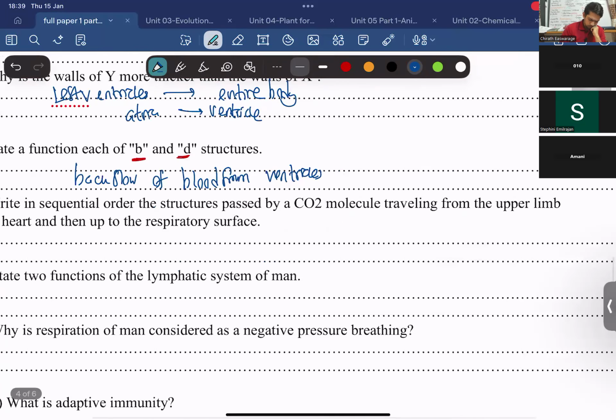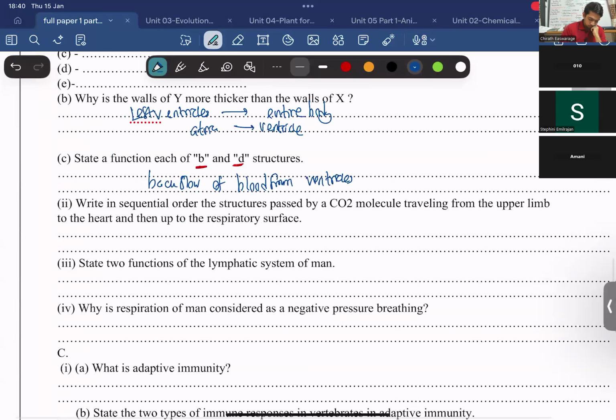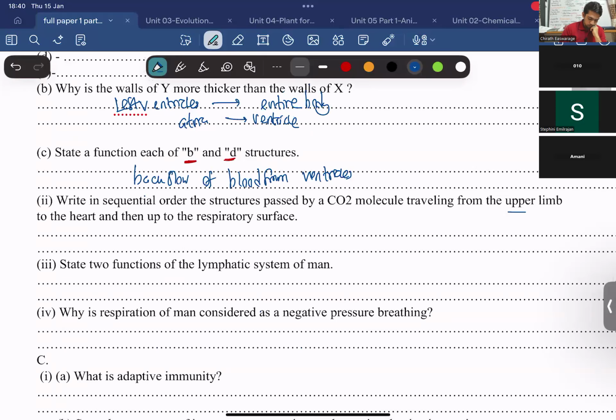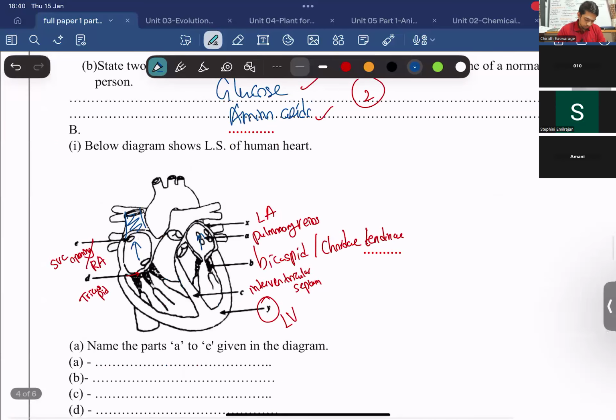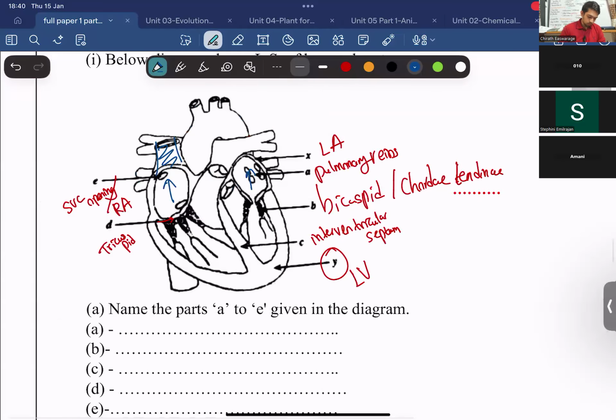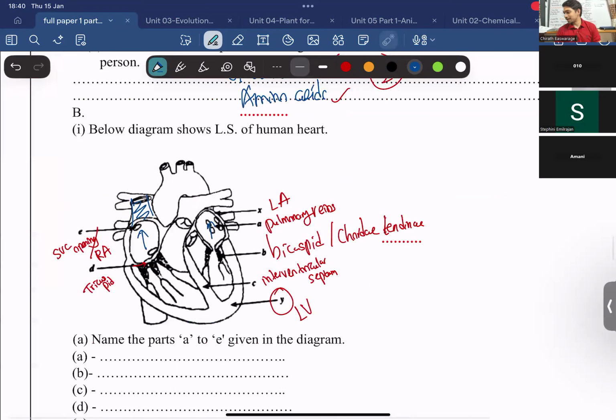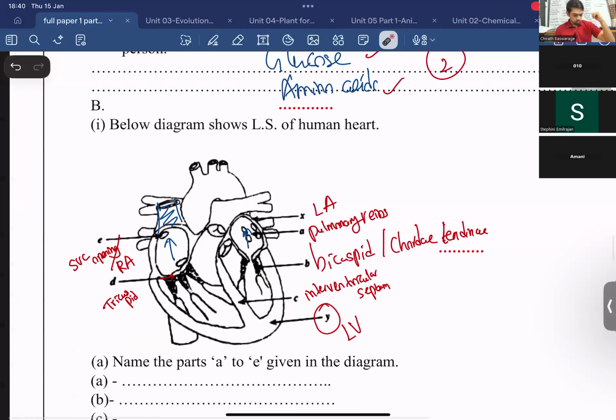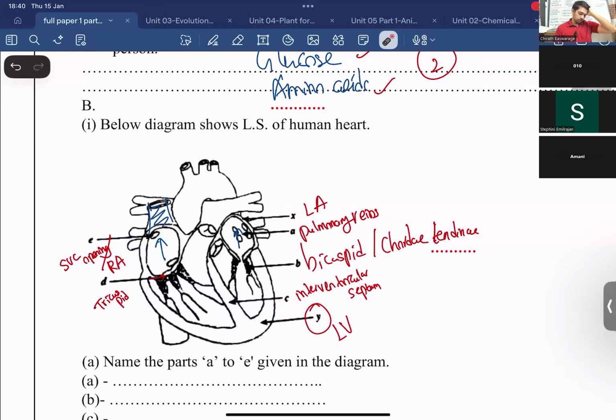Now, write in sequential order the structures passed by a CO2 molecule traveling from the upper limb to the heart and then to the respiratory surface. Okay, I'll use the same diagram. How does it reach the respiratory surface? There is a lung. Yeah, bicuspid valve, I'll give marks.